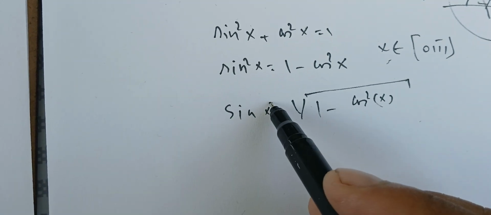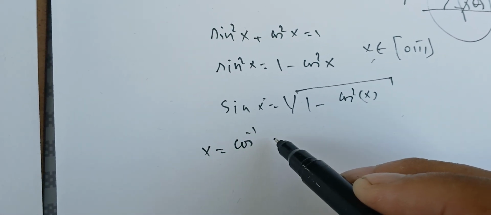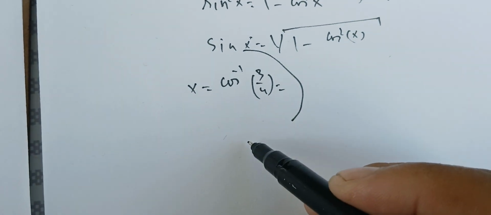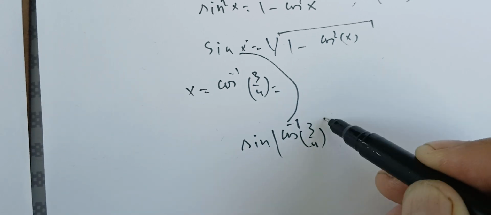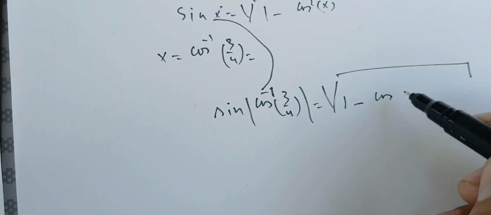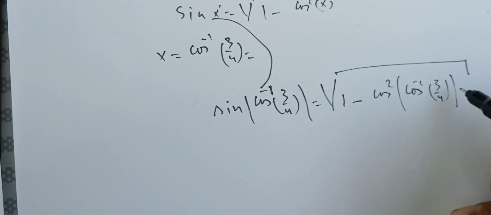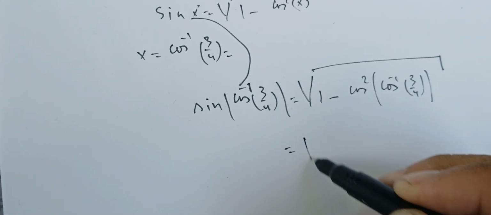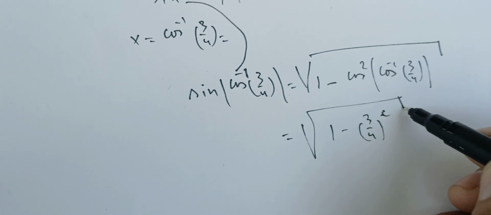In our case, if we treat x as cosine inverse of 3 over 4, we have the sine of the cosine inverse of 3 over 4 is going to be the square root of 1 minus cosine squared of the cosine inverse of 3 over 4. And this is just 3 over 4. So we have 1 minus 3 over 4 squared.